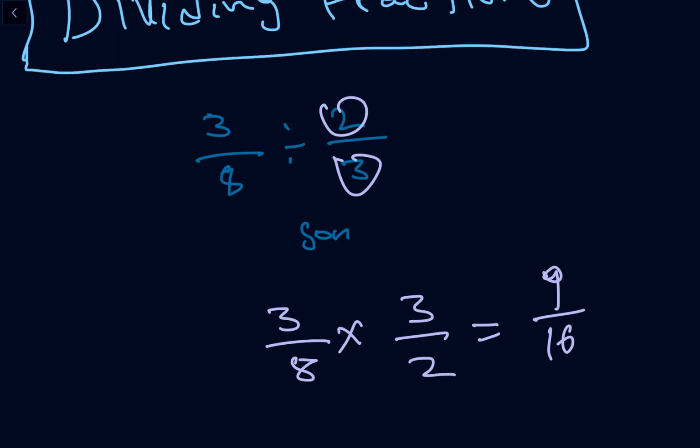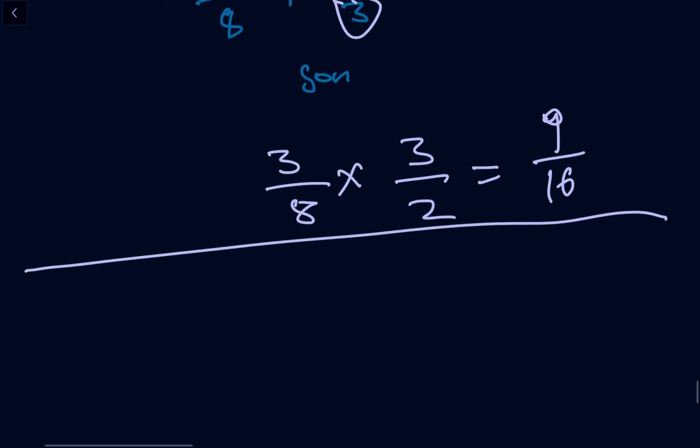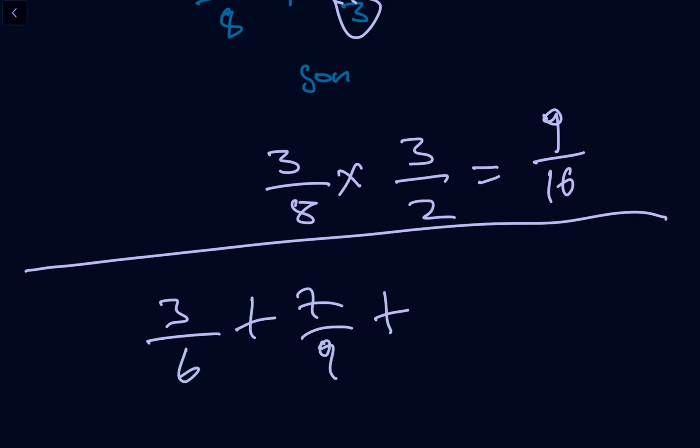So that is how you add, subtract, divide, and multiply fractions. This is just an introduction to how to add, subtract, multiply, and divide. In the next video, we'll do more complex examples, like adding more fractions, something like 3 over 6 plus 7 over 9 plus 2 over, let's say, 2. Something like this for all the other operations, whether subtracting, multiplying, or dividing.